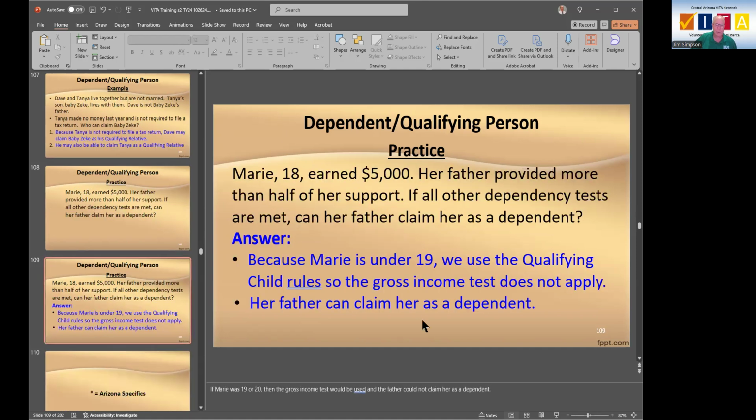And the answer is, because Marie is under 19, we use the qualifying child rules. So the gross income test does not apply. Her father can claim her as a dependent.